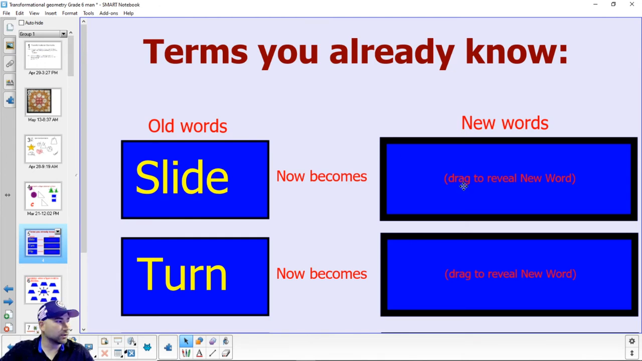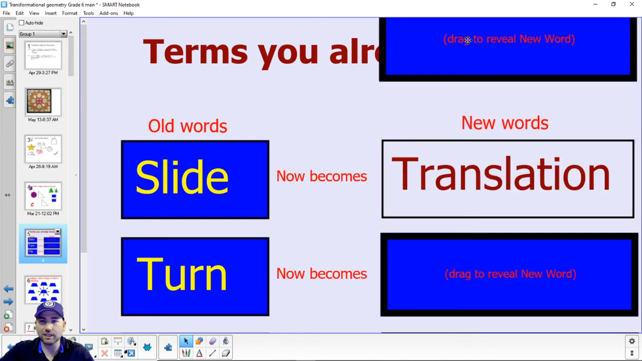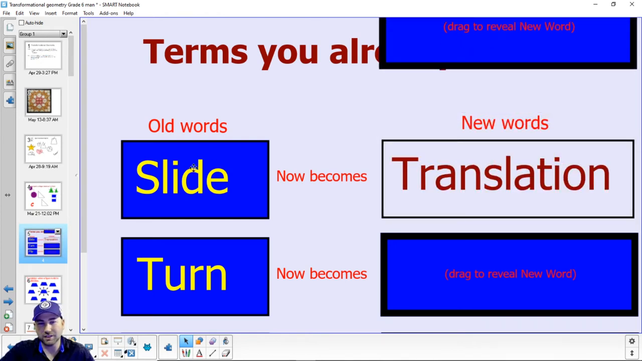But we're no longer using the word slide. We are now using the word translation. So slide means the same thing as translation. So we are translating polygons across a Cartesian plane. So what does that look like? Let's first write that down in our notes.